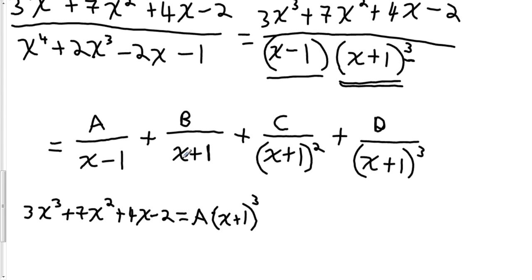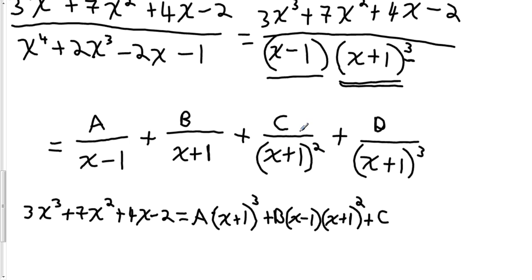Okay, then I move on to the next term. When I multiply this term by the LCD x minus 1 times x plus 1 to the third, one of the factors of x plus 1 cancels, leaving me an x minus 1 factor and two factors of x plus 1. So the next thing is plus b, and I still have the factor of x minus 1. That didn't cancel. But one of the factors of x plus 1 cancels, leaving me x plus 1 to the second power.